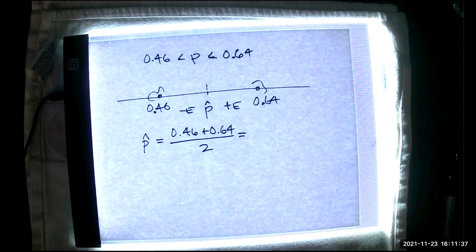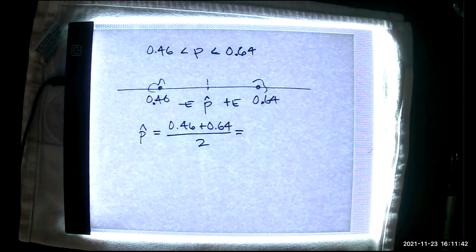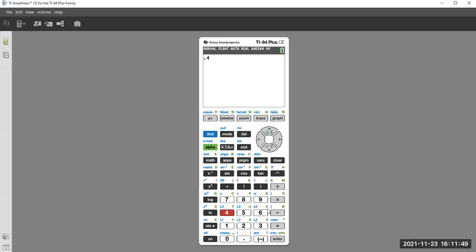If I jump over to my calculator quickly, I can emphasize some order of operation issues. So I take care of the numerator first, add those together, and then divide that result by 2. So 0.55, that's my point estimate, 0.55.